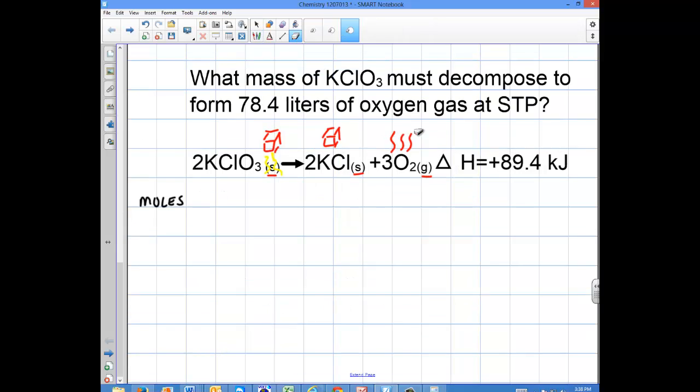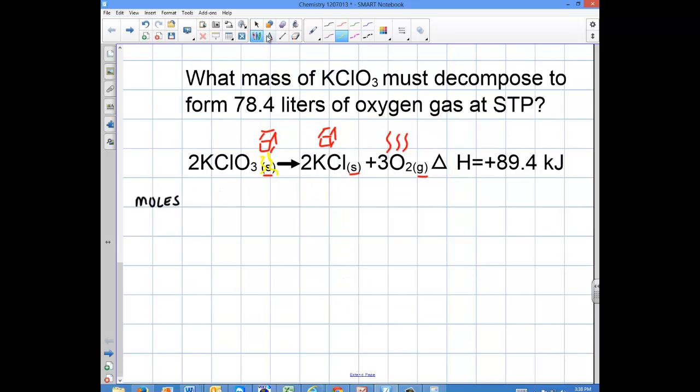Okay, so the next question is using the same equation, and it's going to ask us this: what mass of potassium chlorate must decompose to form 78.4 liters of oxygen gas at STP? Since we had a gas, they might ask us for volume. And the fact that we have STP is a hint that we're going to use a conversion factor for ideal gases of 22.4 liters per mole.